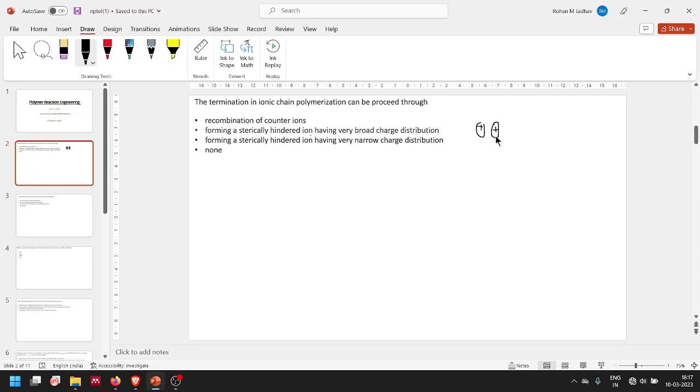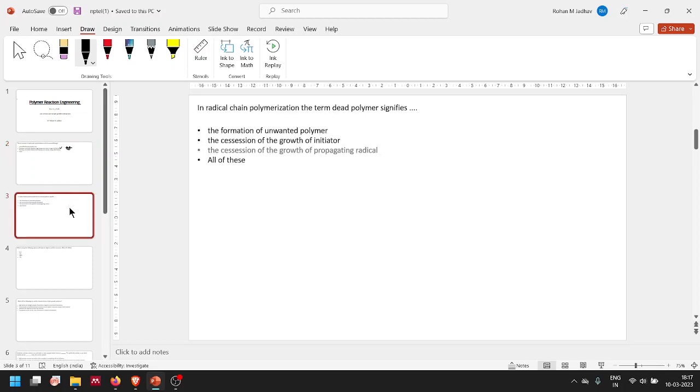Forming a sterically hindered ion having very broad charge distribution: just as I described, like charges repel each other, so the termination of the reaction has to proceed by addition of some external agent in ionic polymerization. Formation of a sterically hindered ion having very broad charge distribution can act as a promoter for the like charges to react with each other and terminate the reaction. So it is the possible choice for termination of ionic chain polymerization. Moving on to the next question.